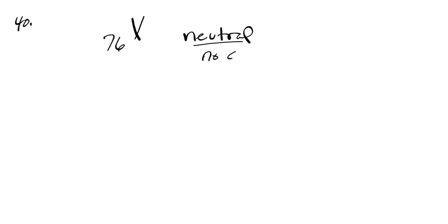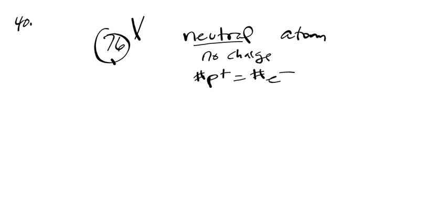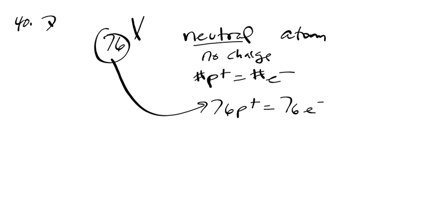Number 40. An element has an atomic number of 76. Okay, here's my element. Element X, I'll say. 76. What's the number of protons and neutrons in a neutral, that means no charge, atom? And no charge means number of protons equals number of electrons. I know I have 76 because that's the atomic number. So I'm going to have 76 electrons also. That being the case, the answer is D. 76 of each.